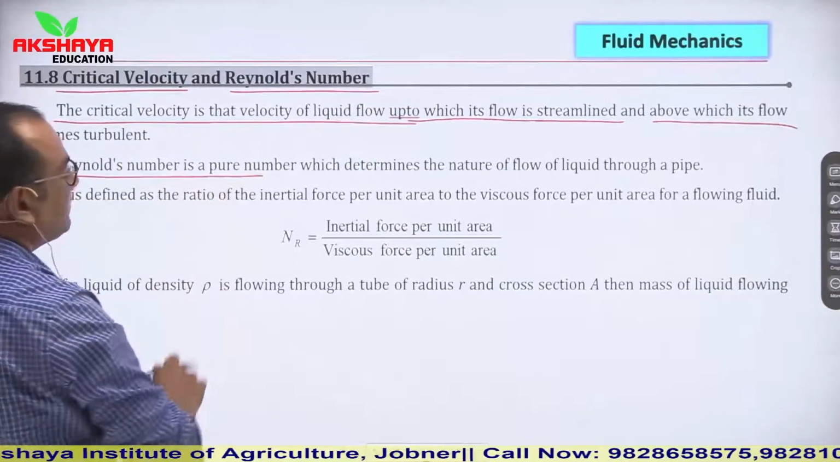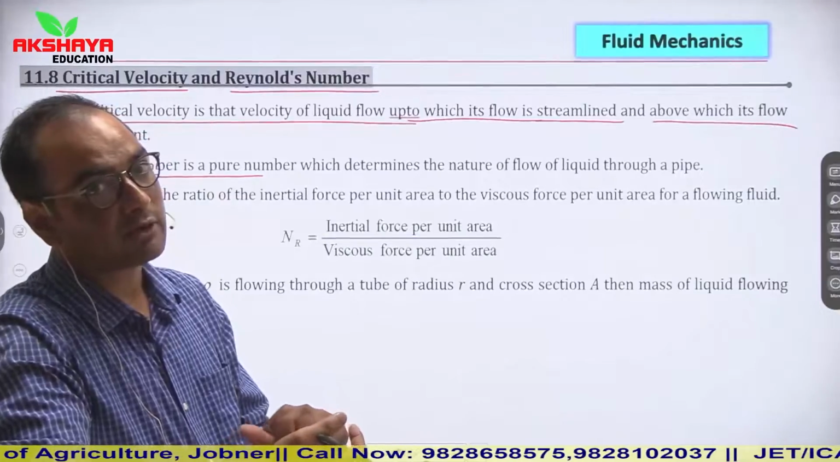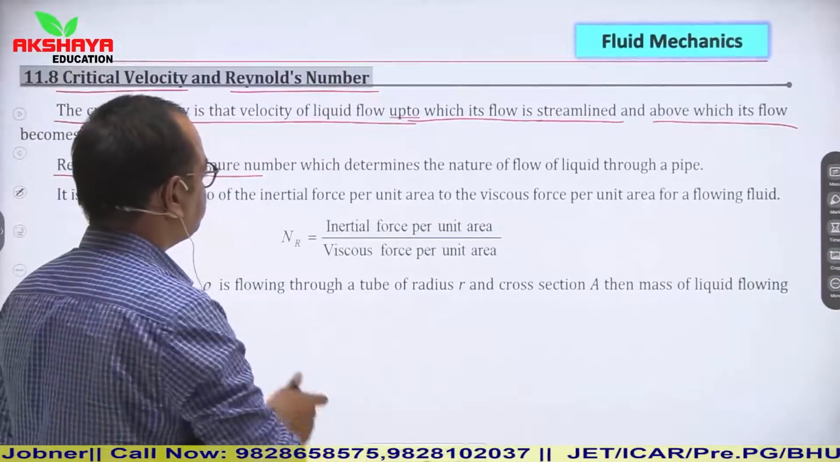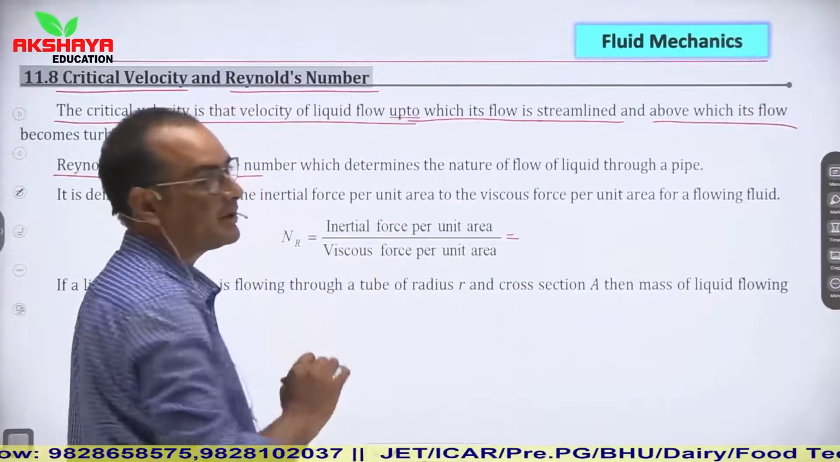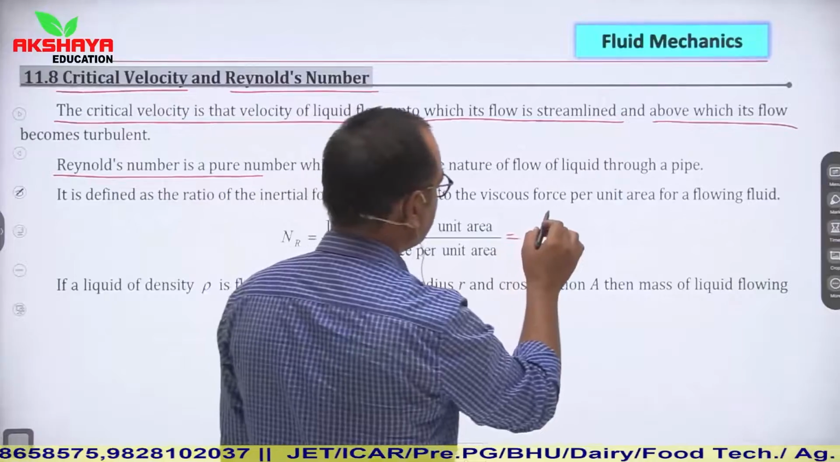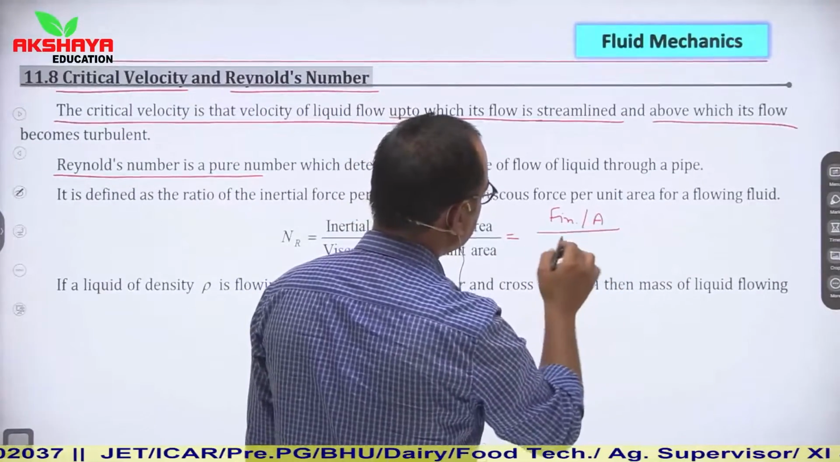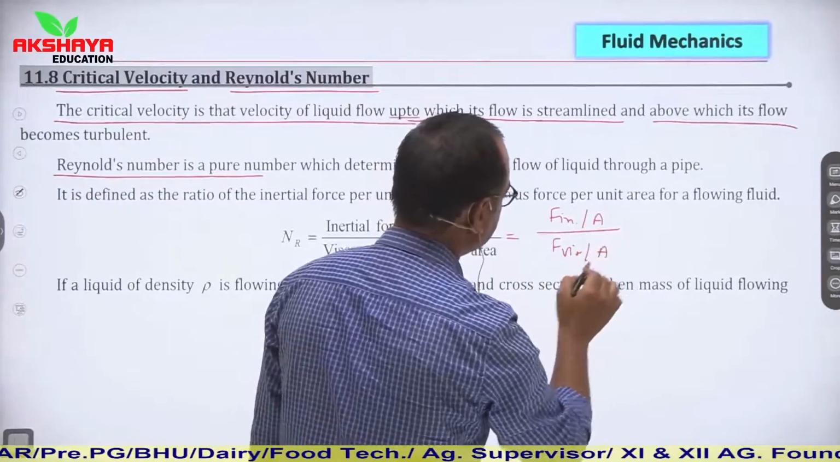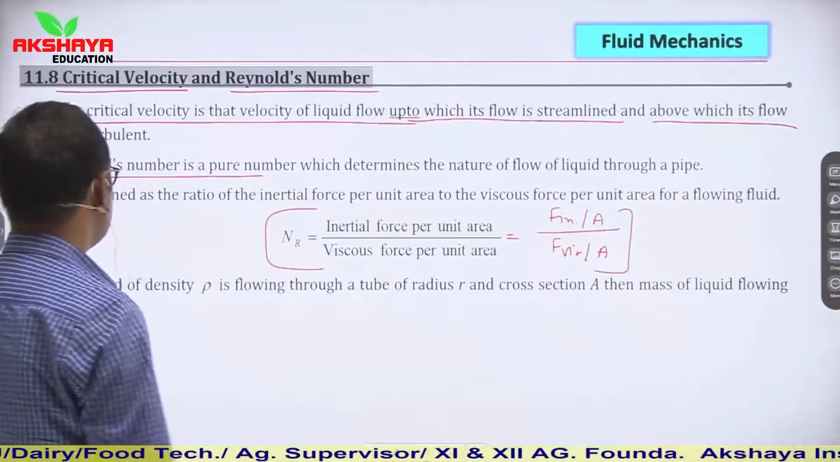Then Reynolds number. Reynolds number is simply a pure number which gives us the concept of streamline flow and turbulent flow. It is inertial force per unit area with respect to viscous force per unit area. So F inertial per unit area with respect to F viscous per unit area. This is the simple concept of Reynolds number.